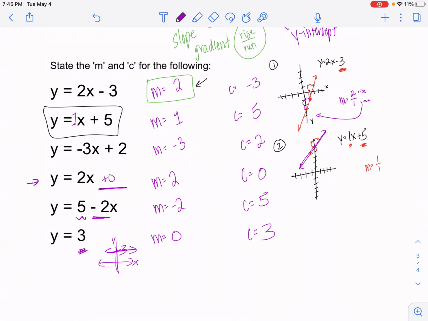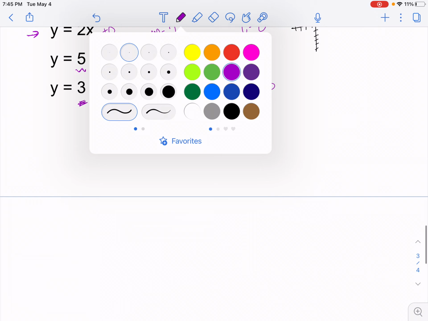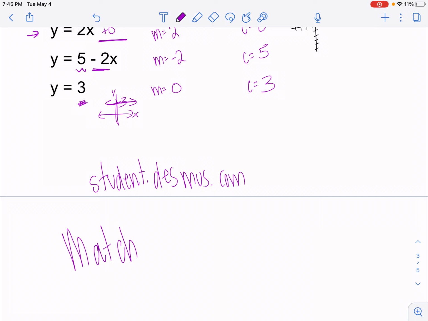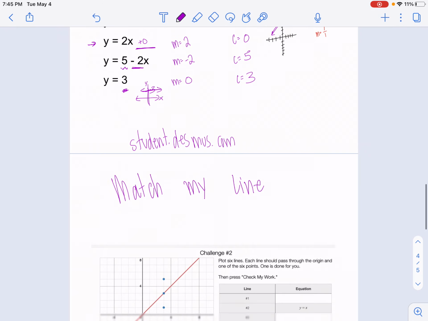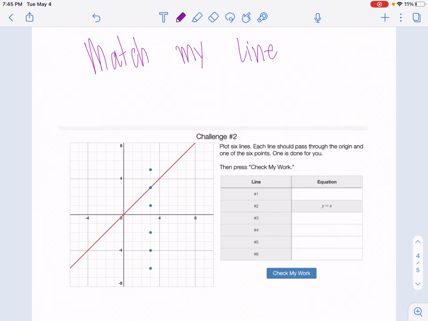I'm hoping that you're all set to start a Desmos activity. So now you're going to head to student.desmos.com and you're going to do an activity called Match My Line. Okay, I have a moment here. You can come back to me if you're confused on challenge number 2. So pause in this moment, get started, get going. If you get to challenge number 2 and you get stuck, come back to me.